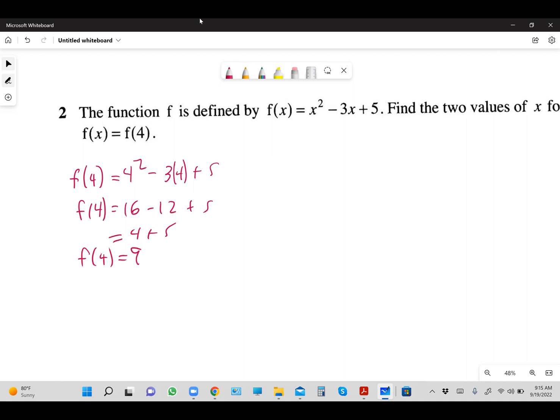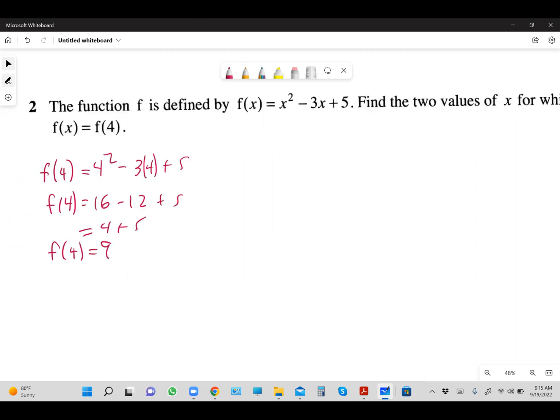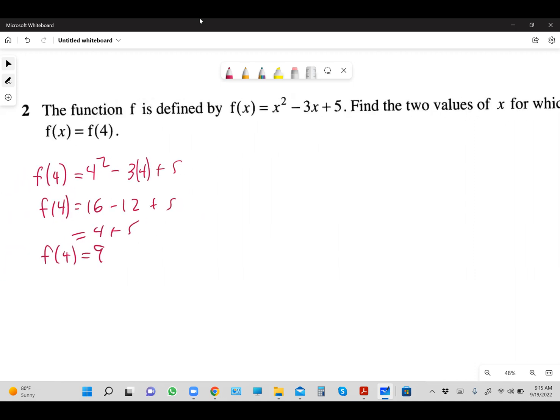Okay. So the way you got to do this is, it says here, find the two values of x for which f of x equals f of 4. So if you put 4 squared here, minus 3x plus 5, you get 9, right? So when would that happen again? So let's try negative 4. This is called trial and error.